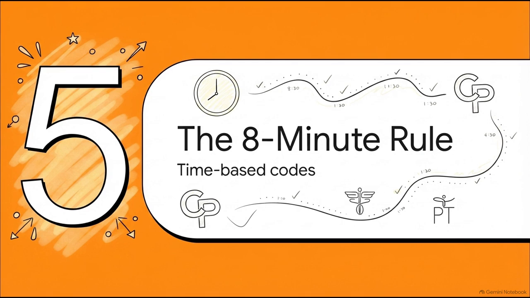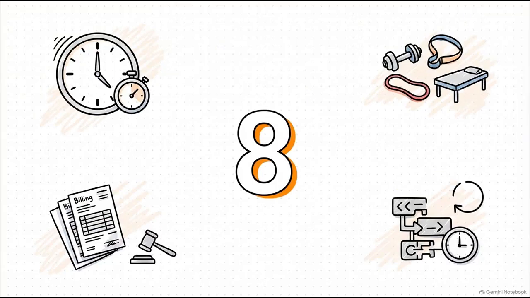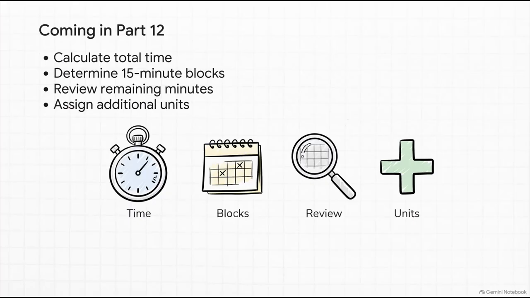Section 5. A quick preview of the 8-minute rule. The number 8. It is hands down the most infamous number in physical therapy billing. It pretty much dictates everything about time-based coding. In Part 12, we are going to crack it wide open. We'll be covering time bundling rules, exactly how to calculate total time, CMS thresholds, and honestly, the trickiest part of the whole shebang, how to allocate remaining minutes across different codes.